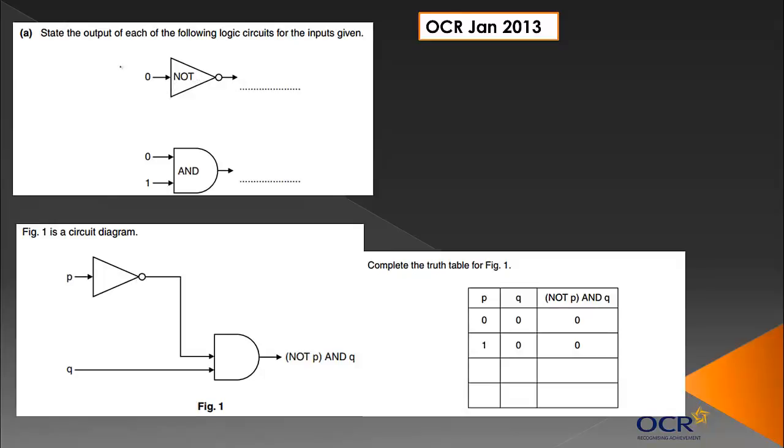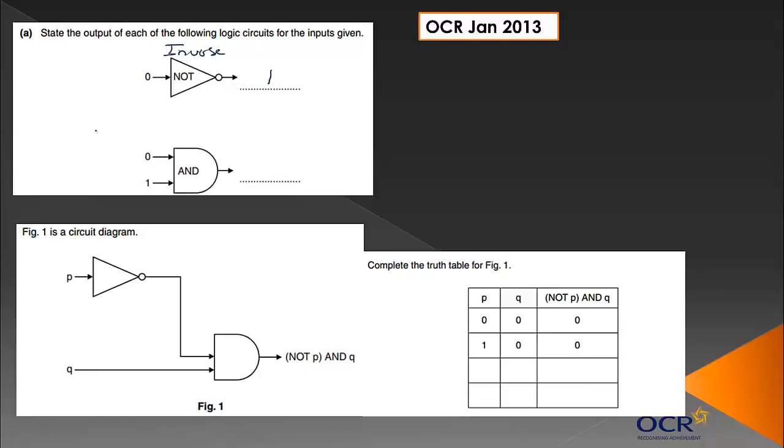So the first question we're given, and this is from the January 2013 paper, asks us to state the output of each of the following logic circuits for the inputs given. First it tells us it's a NOT gate. A NOT gate essentially does the inverse of our input. The inverse is the same as the opposite, so the opposite of 0 is 1. I think that's fairly standard. The NOT gate's probably the simplest gate in my opinion. It just does the opposite of whatever it is. We can also work backwards, so if we got given 1, we could work backwards to 0.